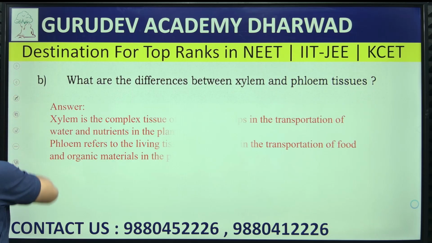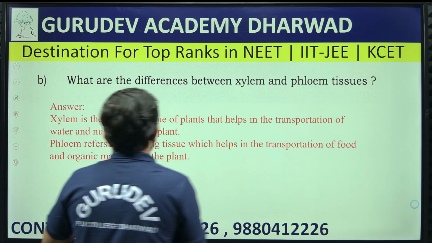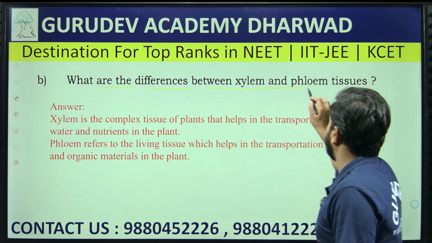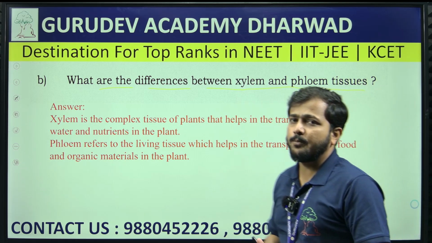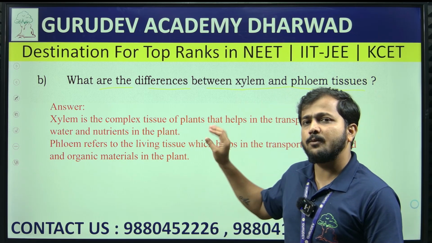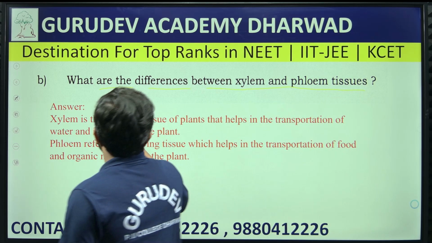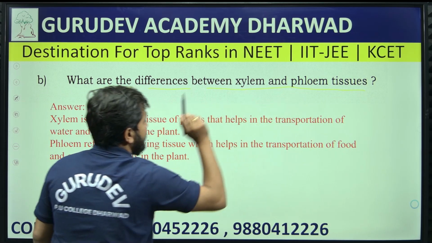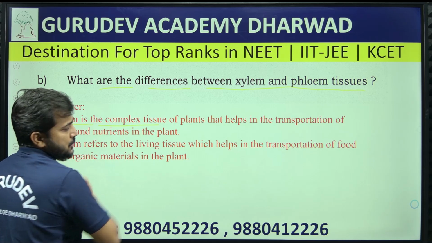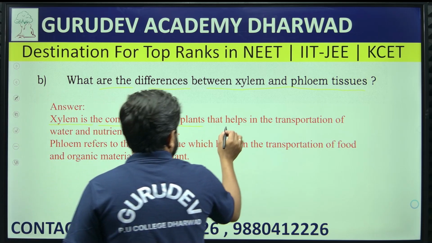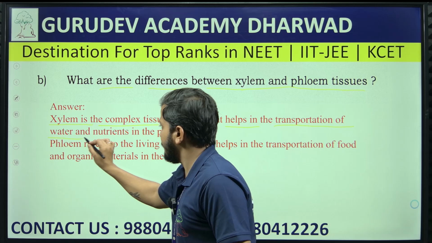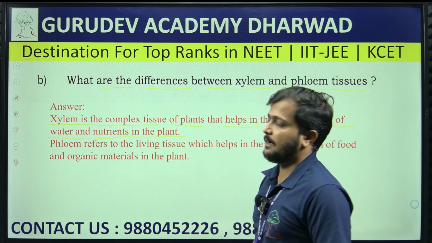This is the last question, 38th part B: what are the differences between xylem and phloem, as there are two parts, 38A and B. A few points only have to be mentioned here. They asked the difference between xylem and phloem tissues. Xylem is a complex tissue of the plant that helps in the transportation of water as well as nutrients in the plant.